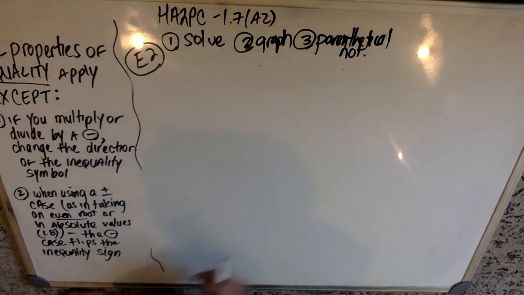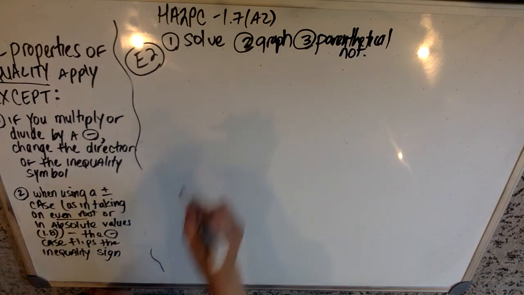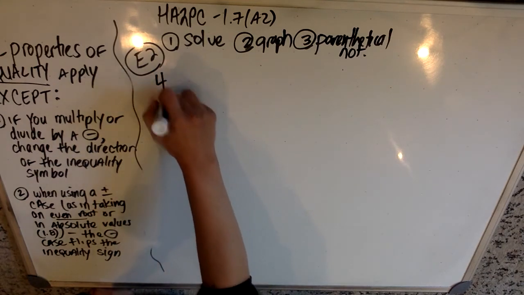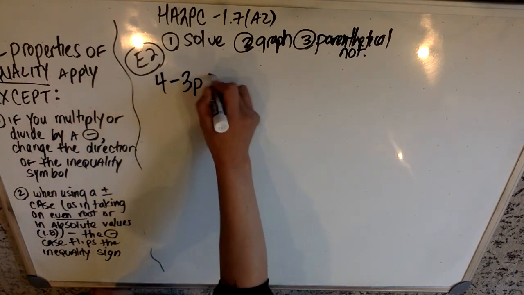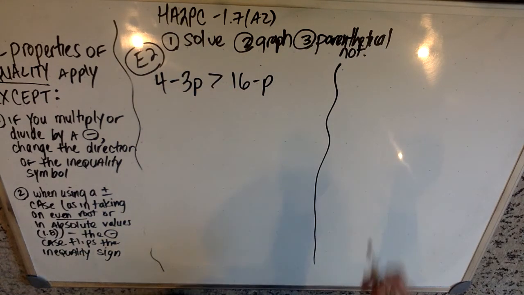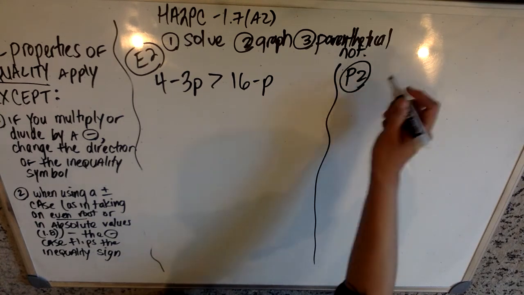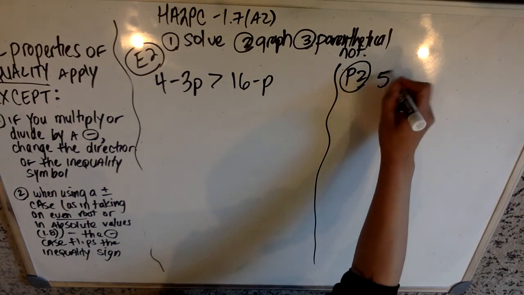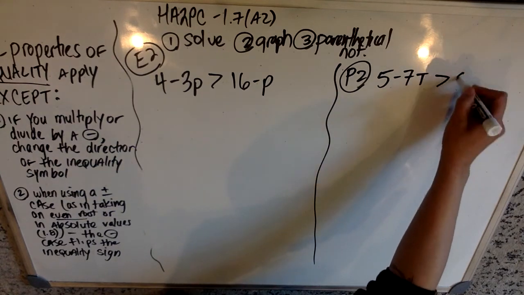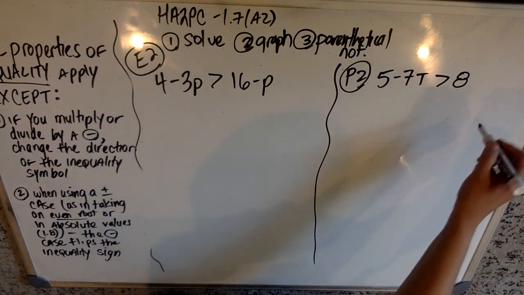Right, so you're giving me both. So we'll do example 2, which is also on page 55 of the book. So we're going to solve, they did 4 minus 3p is greater than 16 minus p. And then we're going to do the same thing with a p2 that is right below that on the page, which will be 5 minus 7t is greater than 8 minus 4t.